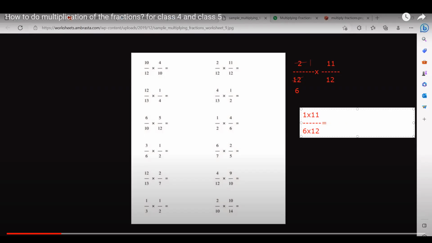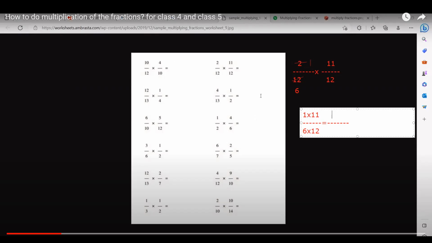Now, Shatuki, tell me, 11 into 1 is how much? Both the numerators. There is 12 by 13 multiplied by 1 by 4. You have to multiply 12 and 1 and write it in the numerator. Only 12 and 1. And then you have to multiply 13 and 4. But before that, see whether you can divide the numerator and denominator. Whether you can divide 12 and 13, or you can divide 12 by 4. First find that out, then do the multiplication.